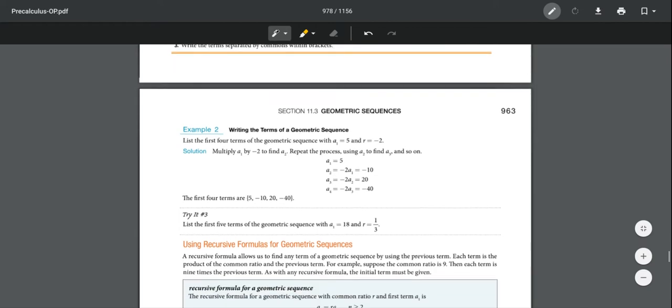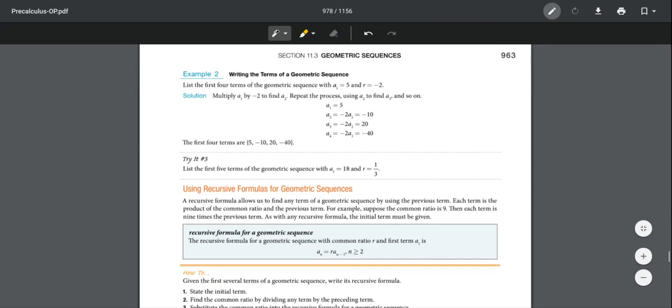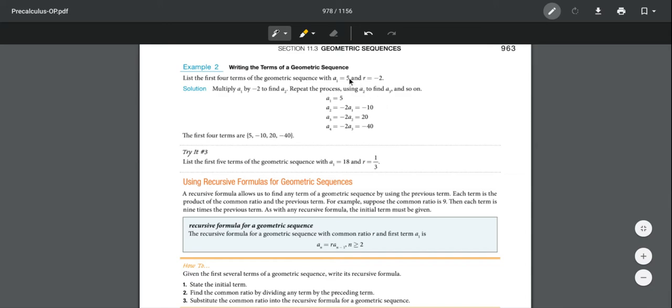And then if we're given the first term and the ratio, then we can write both our recursive formula and our explicit formula, and we can find the terms, obviously. So this one, they used the recursive definition. In other words, they just multiplied by -2 each time. So that would be a_n equals the previous term times -2.